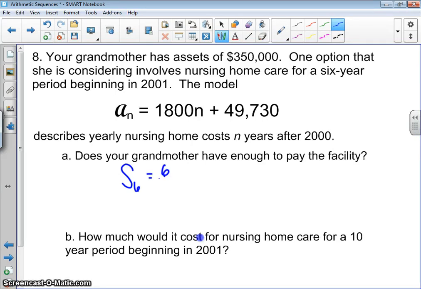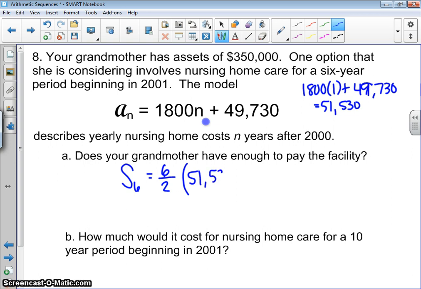And so I would have 6 divided by 2. The first year I'm going to find by plugging in 1. And so 1,800 times 1 plus 49,730 is just going to give me, if you plug that into your calculator, 51,530. So 51,530 is how much it's going to cost her to live there in 2001, or in that first year. And so then I'm going to have to add that to whatever it's going to be in the 6th year, A6. And so then I would just simply plug in 6 where I plugged in 1, plus 49,730.